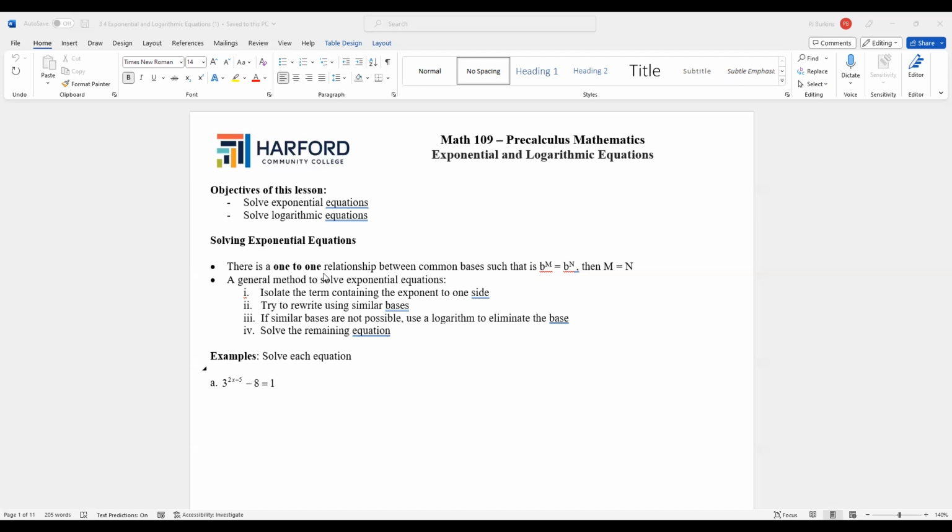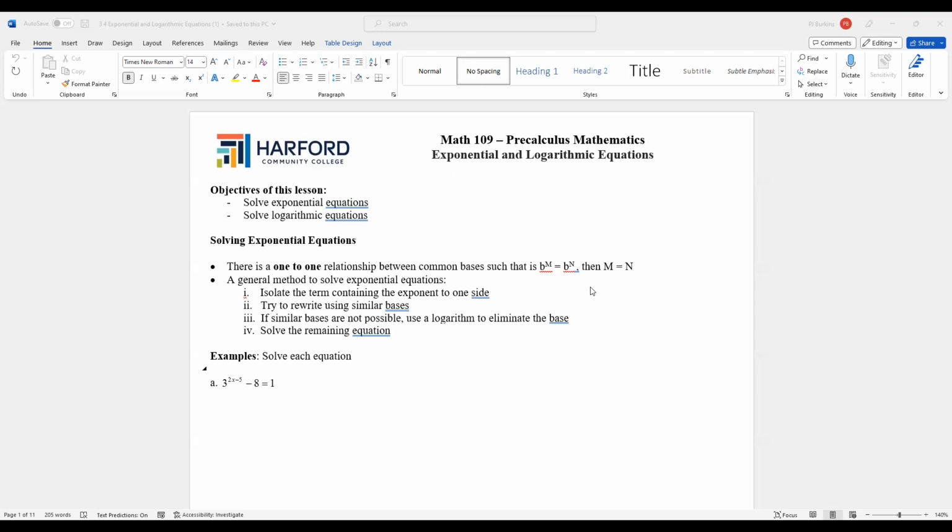So one way to do this is if there's a one-to-one relationship between common bases, for instance, base b to the power m equals base b to the power n, then you can jump right to the step where you say that the powers must be equal, therefore m has to equal n. Technically, the way that we do that is taking the log of base b for both sides. So log base b of b to the m is equal to m. So let's look at some of those.